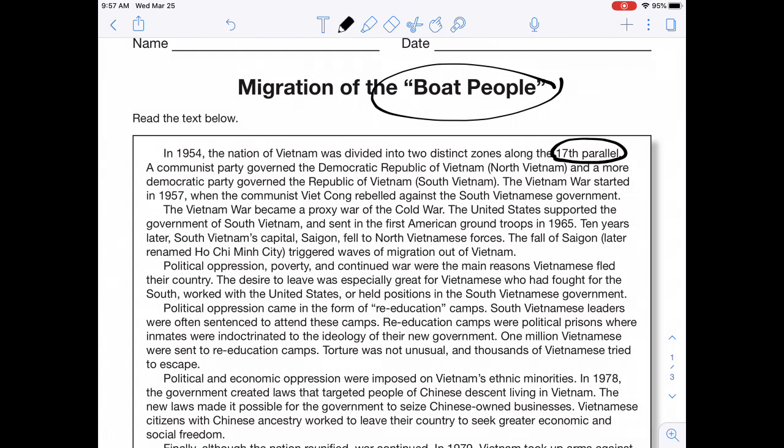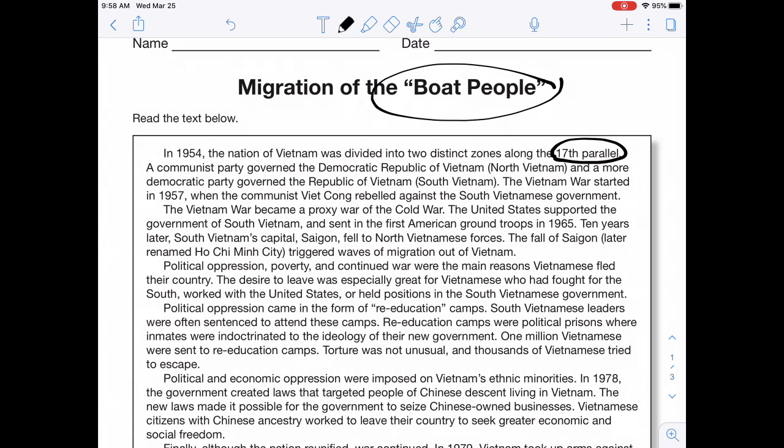A communist party governed the Democratic Republic of Vietnam, North Vietnam, and a more democratic party governed the Republic of Vietnam, South Vietnam. The Vietnam War started in 1957 when the communist Viet Cong rebelled against the South Vietnamese government. So that paragraph is just giving information about the Vietnam War, but I'm looking for the consequences, so I need to read more, maybe the next paragraph.